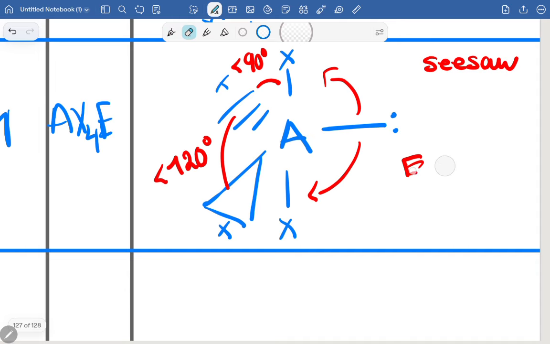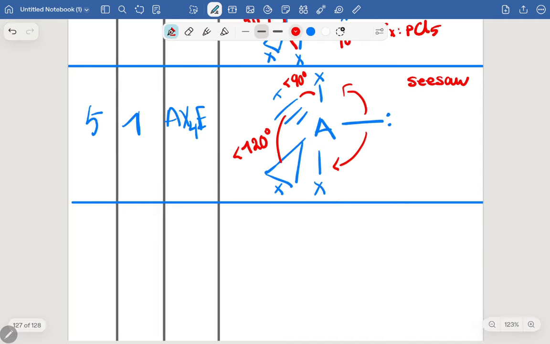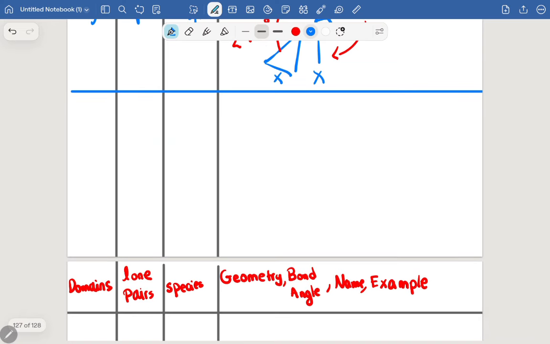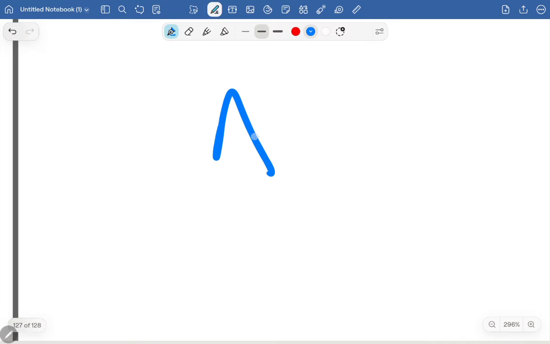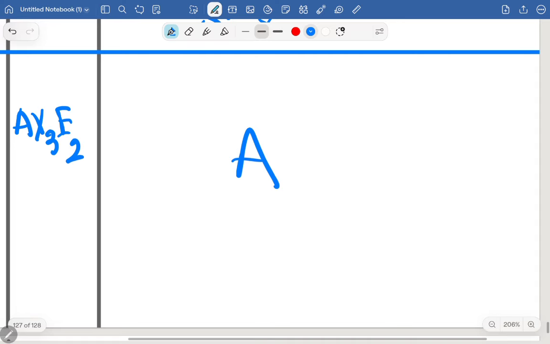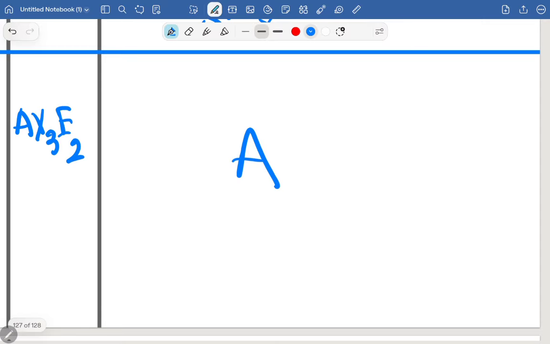It's called a seesaw structure. Now we move on to the next one, which is what? If we have 5 domains and 2 lone pairs, so now it's going to be AX3E2. So again, we will start with our central atom over here, and then we're going to have 3 bonded and 2 lone pairs.